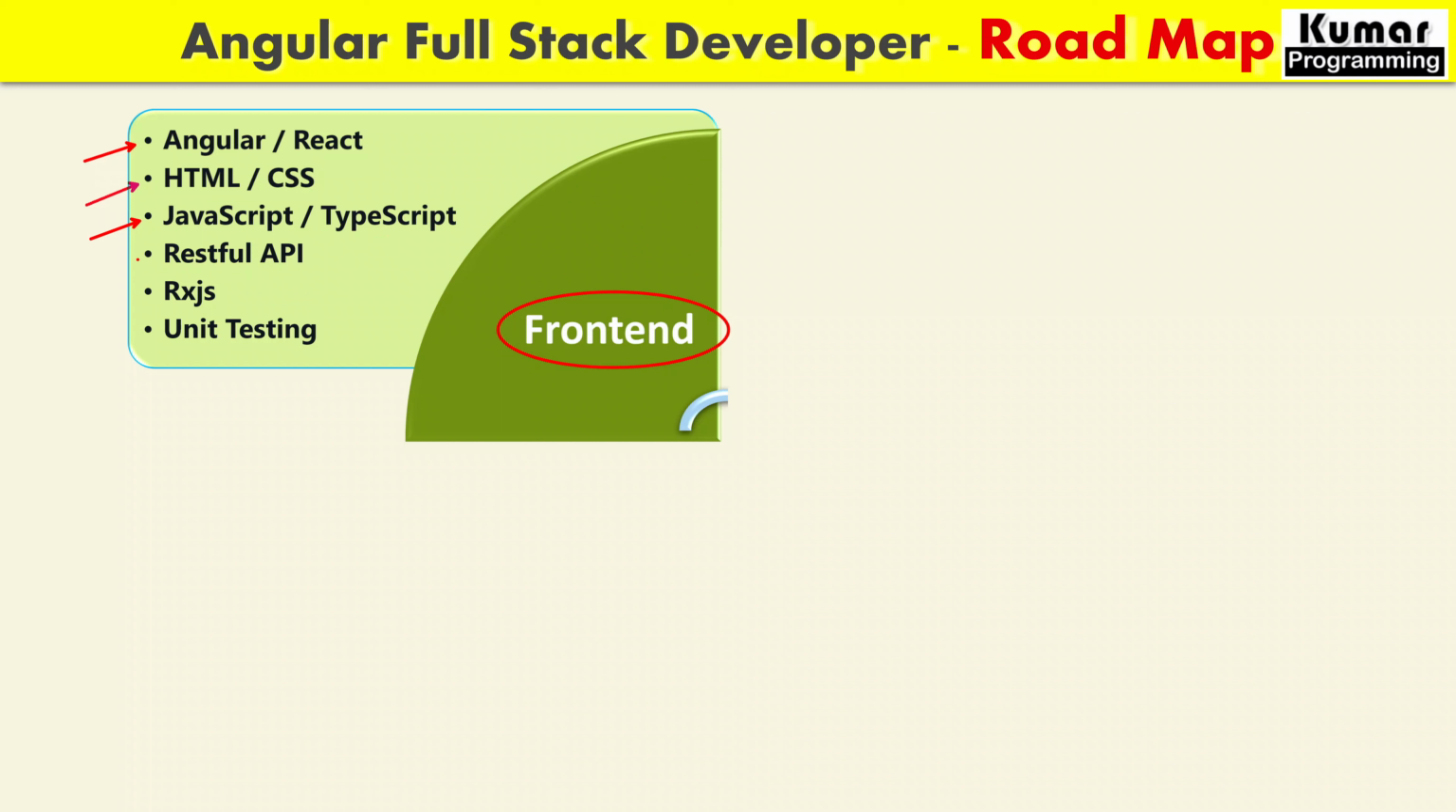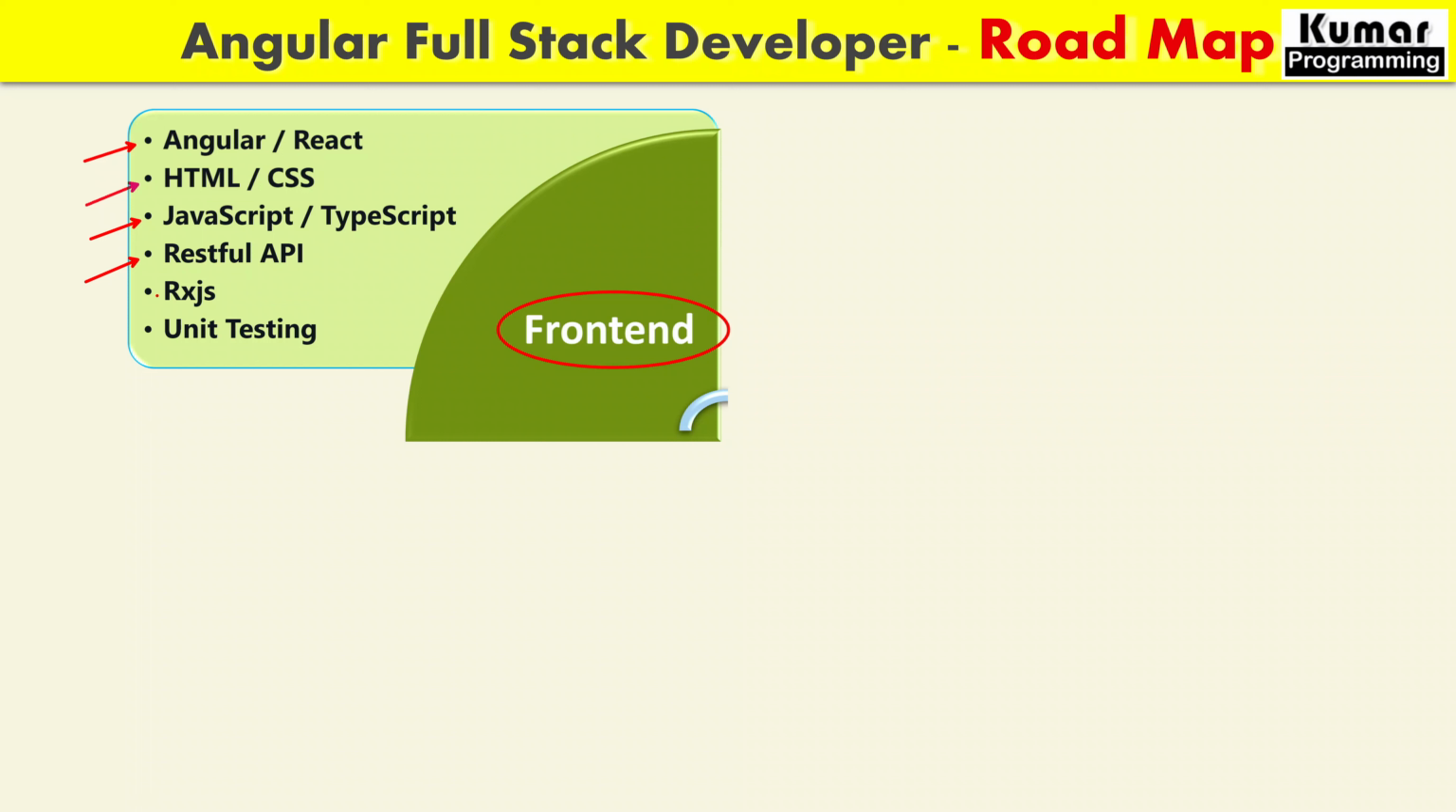Now, the next thing that we have to learn is RESTful APIs. We must know how we can call our APIs, with GET, POST, PUT, and DELETE calls, and we should be aware of how we can test our APIs by using Swagger or any other tool like Postman. We should know about that.